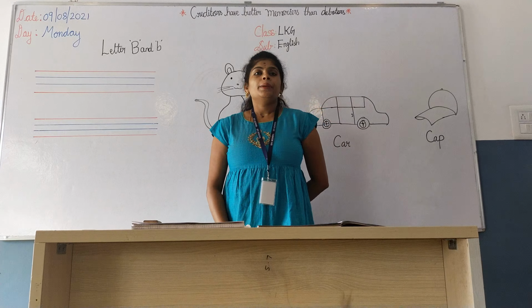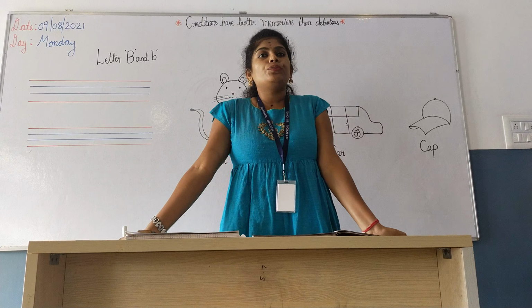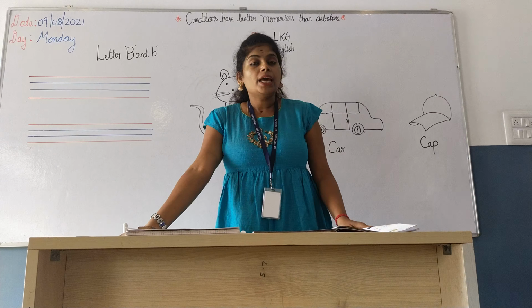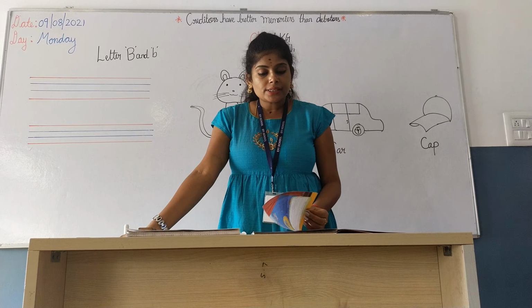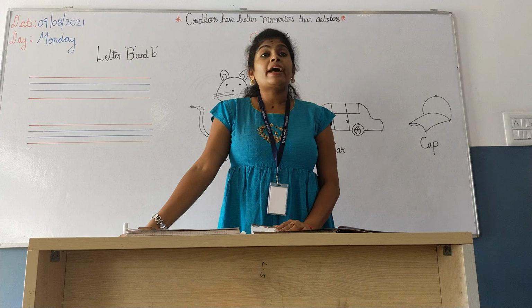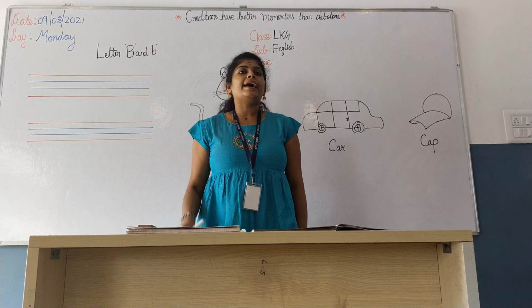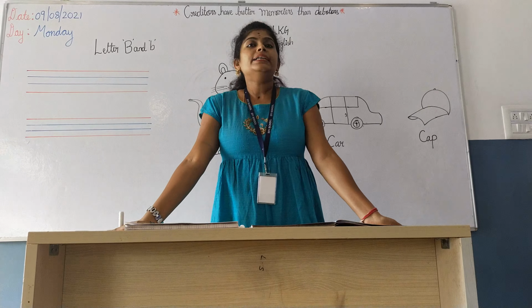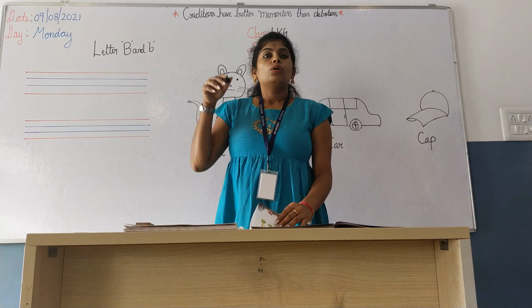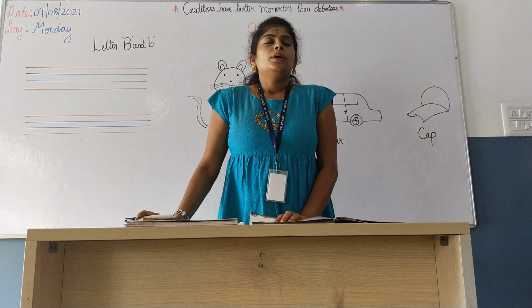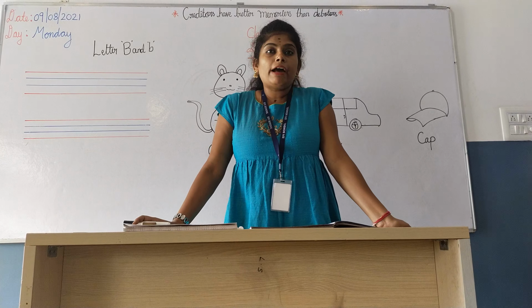In the previous class, what have we completed? From the past 2 weeks, what have we completed? We have completed the first lesson. The lesson name is Strokes, right? What have we learned? Sleeping line, standing line, slanting line, left slanting line, right slanting line, up curve, down curve, O curve, then wings. Yes, these are the strokes we have learned.